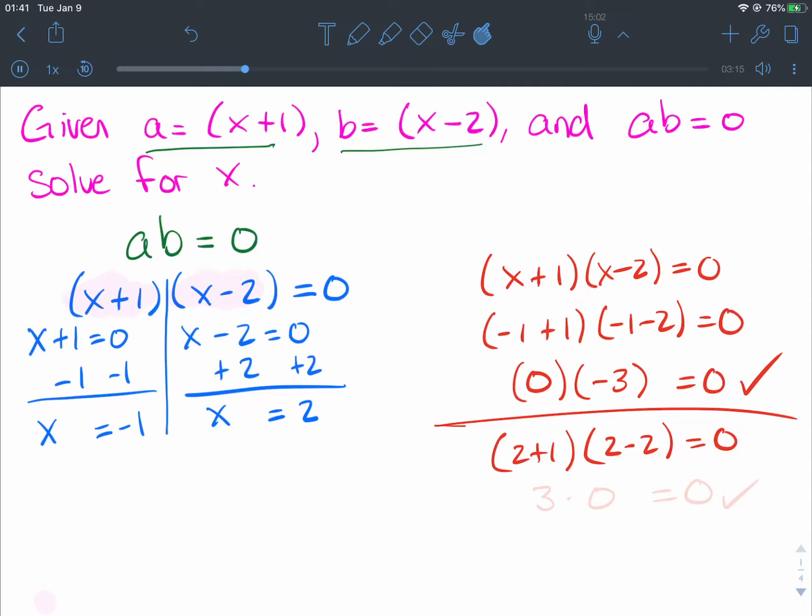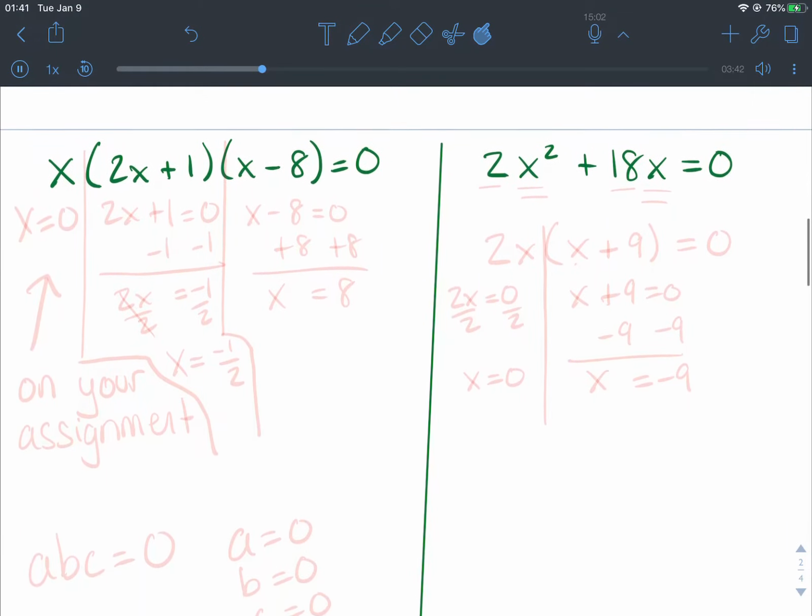So we know 2 plus 1 is 3, and 2 minus 2 is 0. Is that a true statement? Yeah. So when we're doing zero product property, if we're going to have two values like we do here, we're going to have two answers. If we have 3 values, 4 values, we'll have 3 answers or 4 answers. It totally depends.